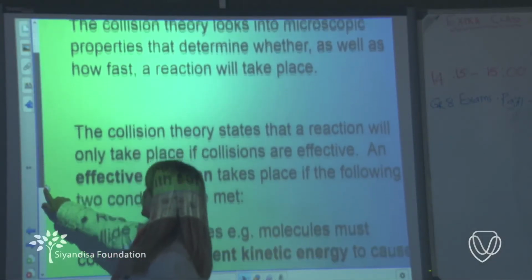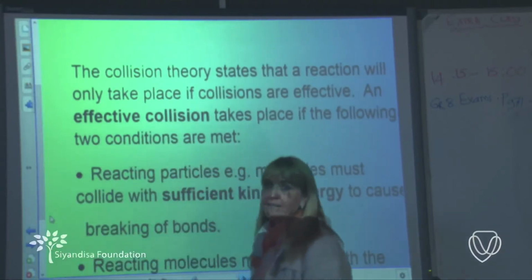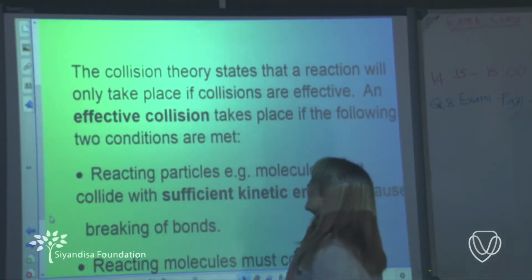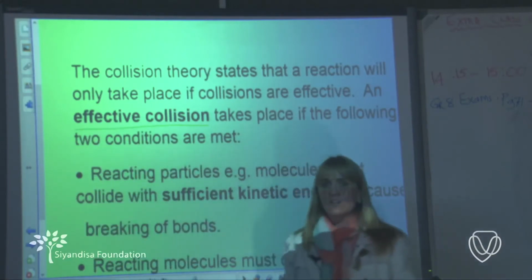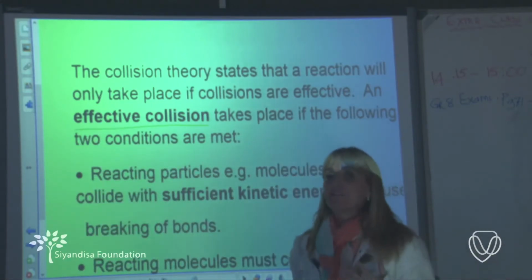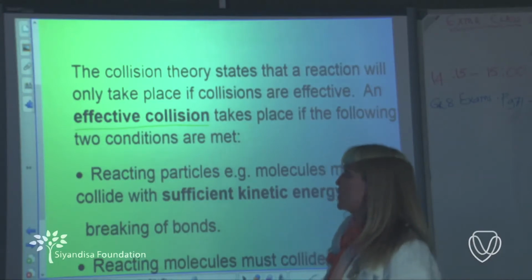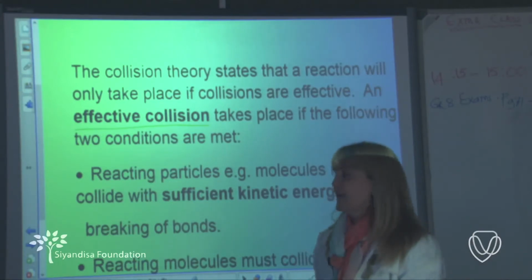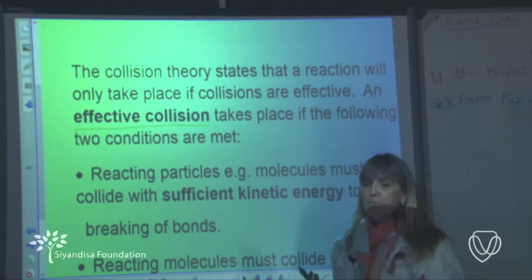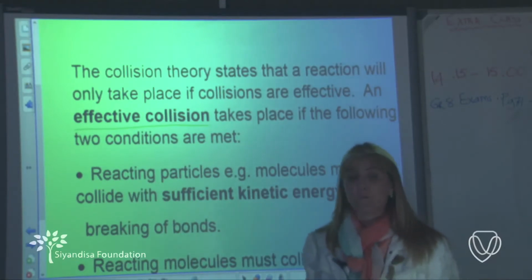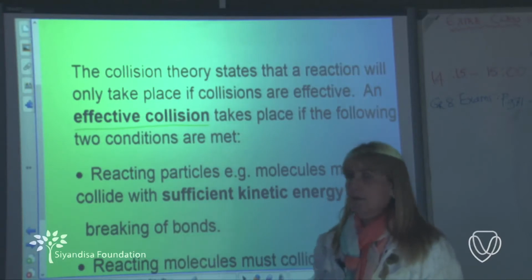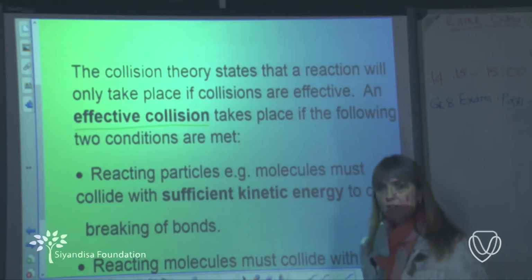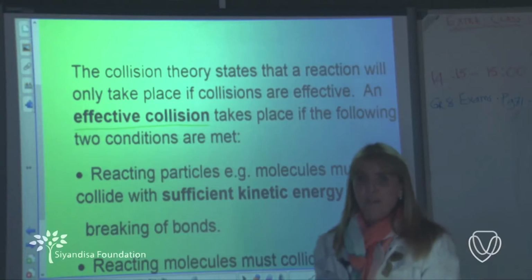Now, one of the most important terms that you're going to look at in the collision theory is effective collisions. Collisions can occur, right? But whether they are effective or not will determine whether a chemical reaction occurs. Whenever two particles of reactants collide with each other, it doesn't mean that it will result in a chemical reaction. The collision between those two particles has to be effective.